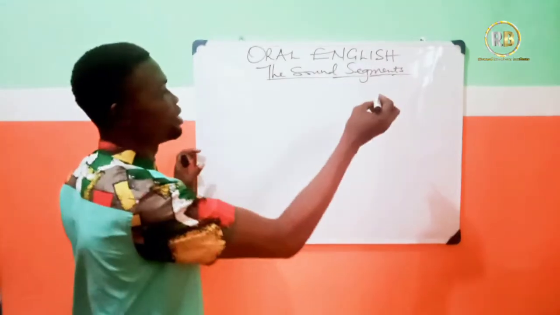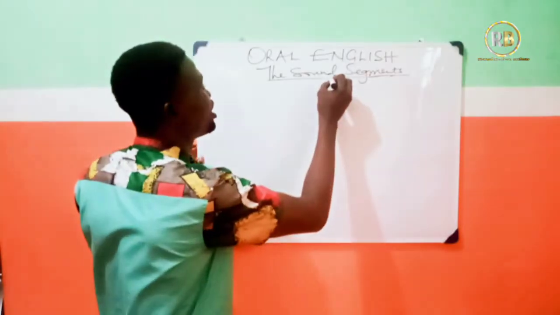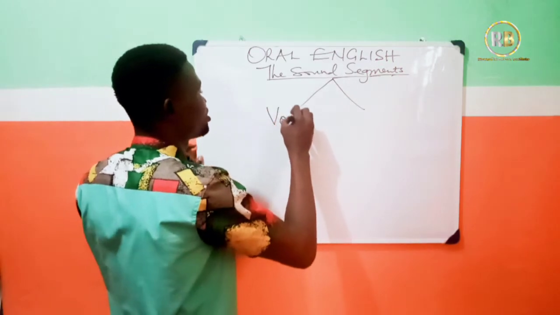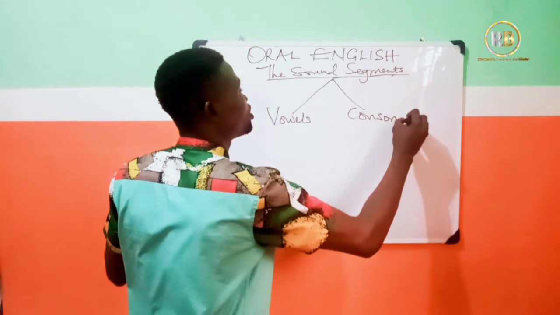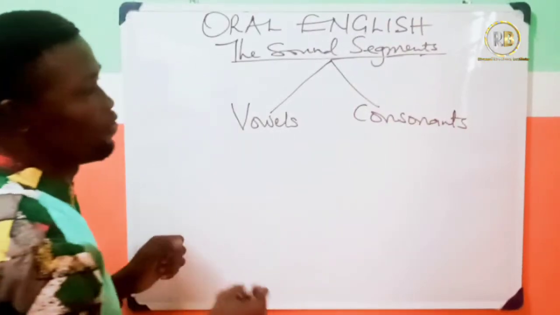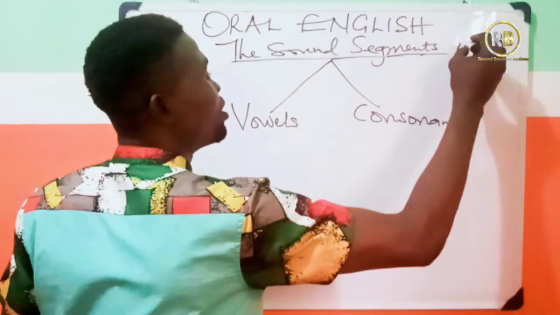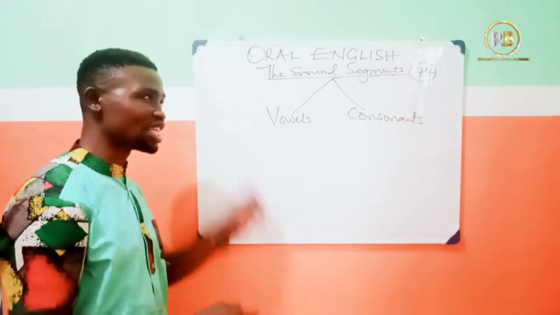Alright, the sound segments. Now, I'll use a diagram to explain this quickly. The sound segments are divided into two: we have the vowels and the consonants. Now, how many are the vowels? Today, I'll be treating the 44 sound segments.